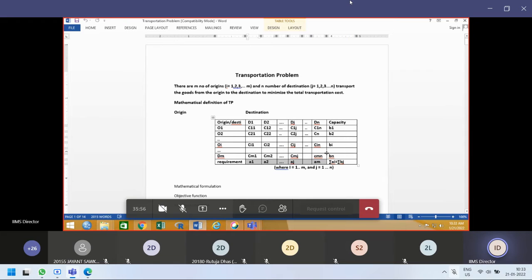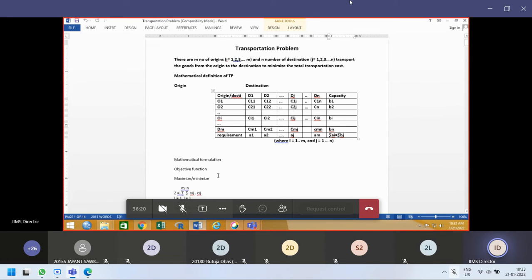What is the capacity of the factory? Only that much material we are going to transport. So here in case of transportation, always keep in mind the summation of requirement is equal to summation of capacity. That is summation of ai is equal to summation of bj. It is always there. If it is not equal, then it is called an unbalanced problem. I will explain that.